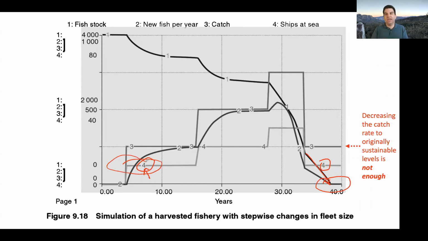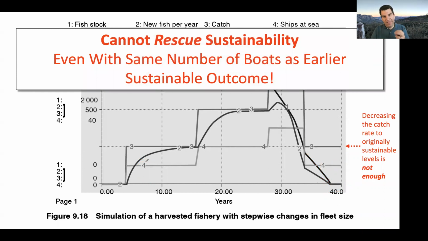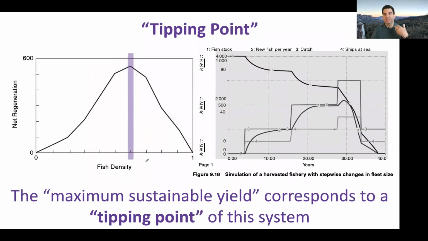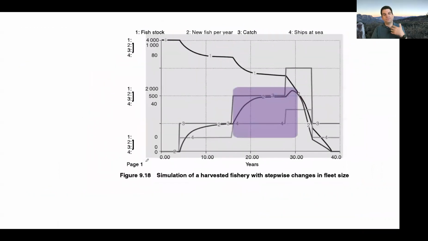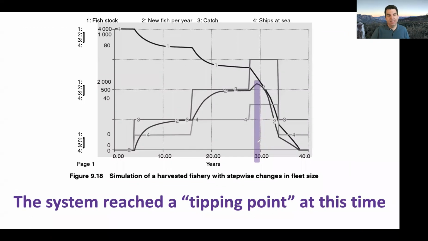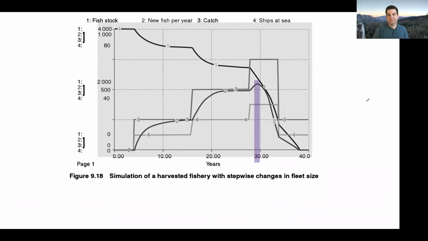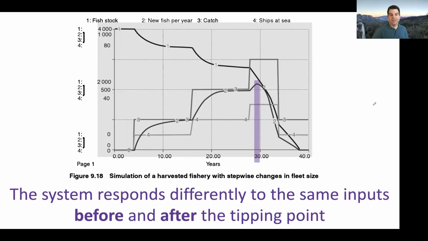So this is why tipping points are so scary: they get us into a point where we cannot rescue sustainability, even by going back to what used to be sustainable. That's the point of these kinds of tipping points. So the maximum sustainable yield is the tipping point of this system. It represents the point after which it was not possible to recover sustainability, even with practices that used to be sustainable. So it adds a time dependence. It responds differently to the same inputs before and after the tipping point.